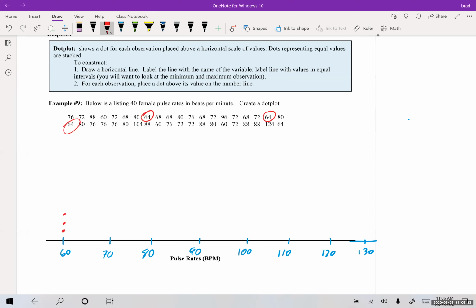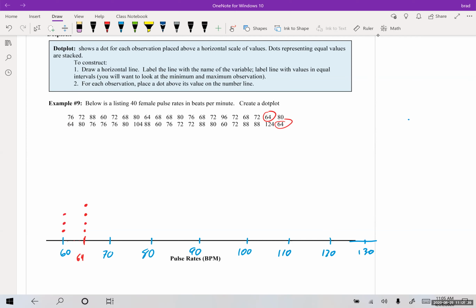So here's 1, 2, 3, 4. So 64 is going to be right about there. So I'm going to go 1, 2, 3, 4. So that's 64, right? Now, what's my next smallest number?